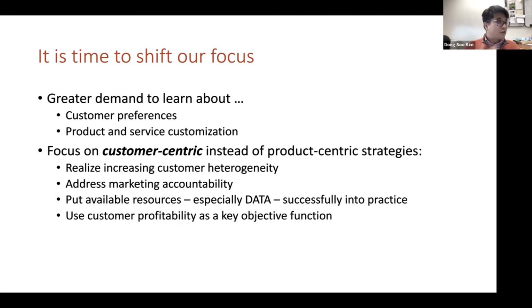This change leads to greater demand to learn about our customers, more precisely, our customers' preferences, and how to customize our products and services to satisfy the customers. That is, it is time to shift our focus from product-centric to customer-centric strategies. We have to realize customer matters. The customers are different from each other, and the difference is getting bigger and bigger. It means the role of marketing becomes more important, and we have to put all of our available resources successfully into practice. And most of all, we must consider customer profitability as the key objective function of our business.